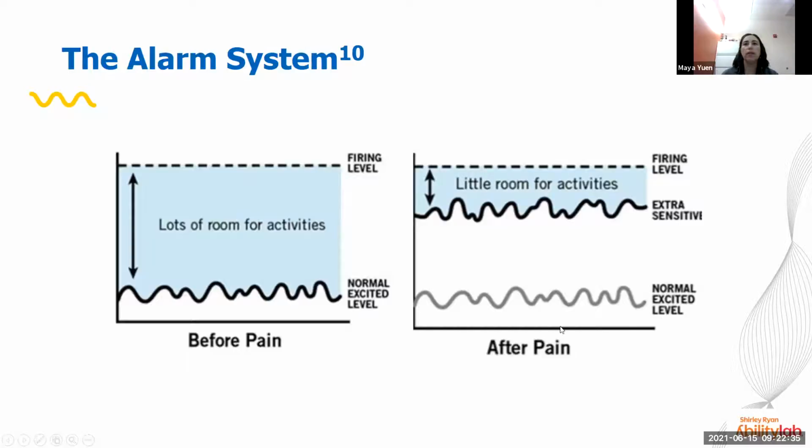So when patients start to have persistent or chronic pain, your normal excited level isn't low down here anymore. The threshold's a bit higher. So there's a lot less room for activities to fire off the alarm system. So it's important for them to know that sometimes, we're not 100% sure why that is, the alarm system won't reset back to normal within the expected time frame. The alarm system becomes overly sensitive, and it doesn't take a lot of movement or stimulus to activate that system.